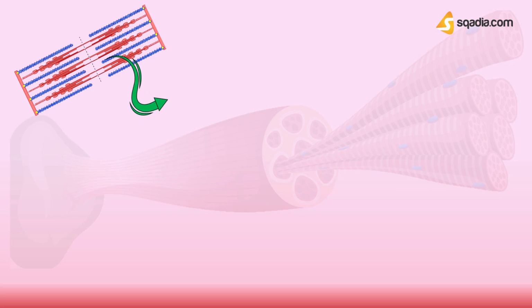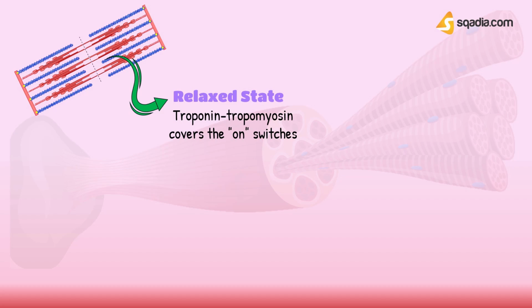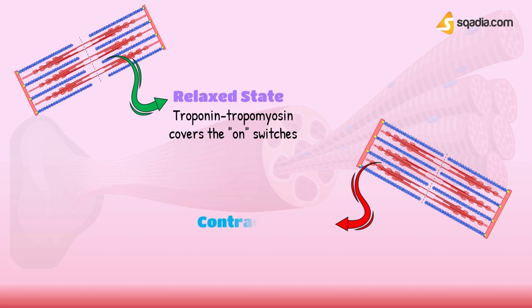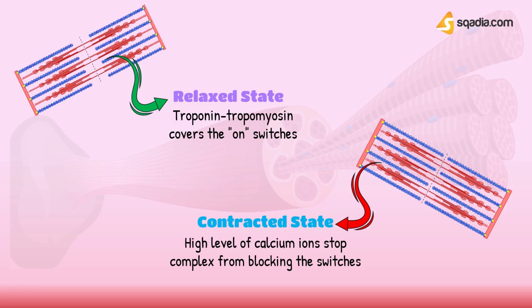In a relaxed muscle, a complex called troponin and tropomyosin covers the on switches on the actin filament, preventing muscle contraction. But when there is a high level of calcium ions, they stop the complex from blocking the switches.